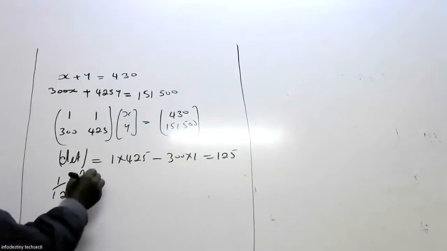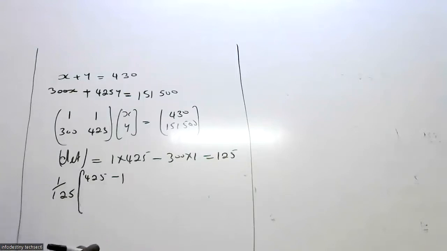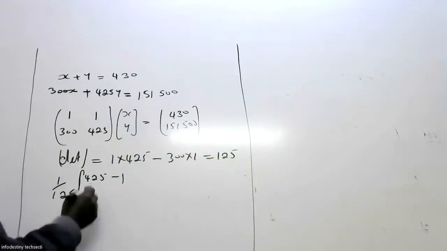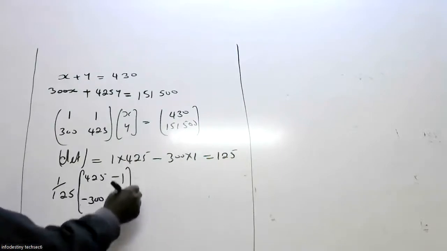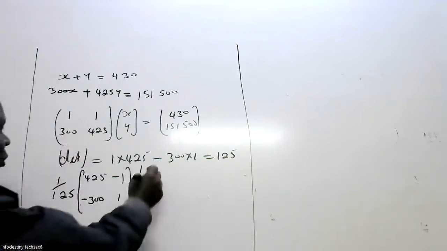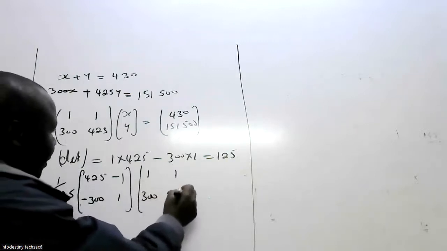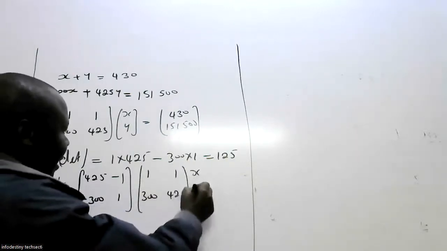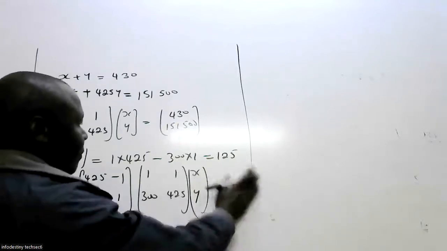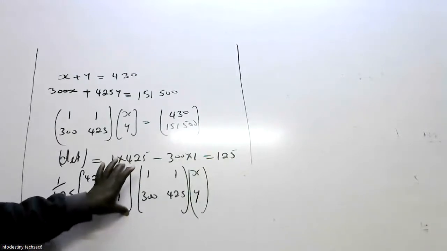It's going to be 425, minus 1. Okay, so this is going to be minus 1. Then we multiply by the original matrix, which is going to be 1, 1, 300, 425, then x and y. That's how you get inverse. The inverse we get is here. This is the inverse alone.